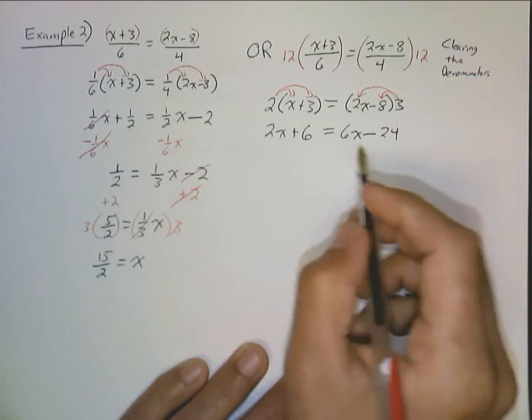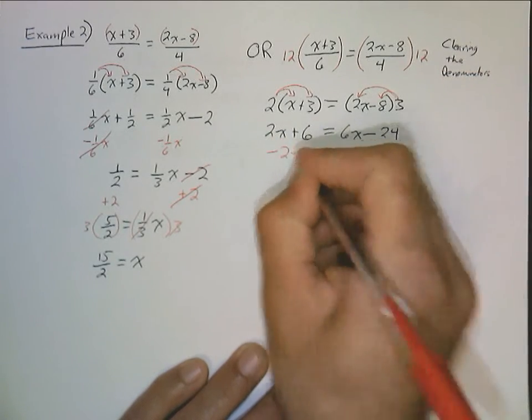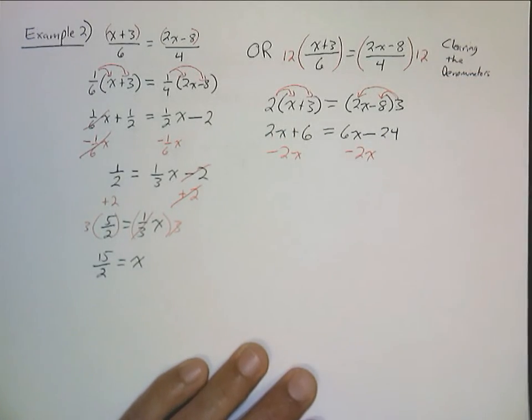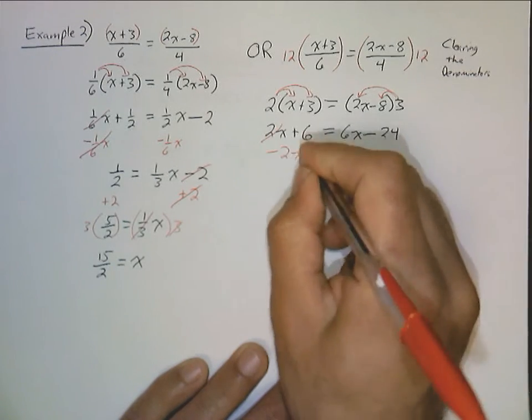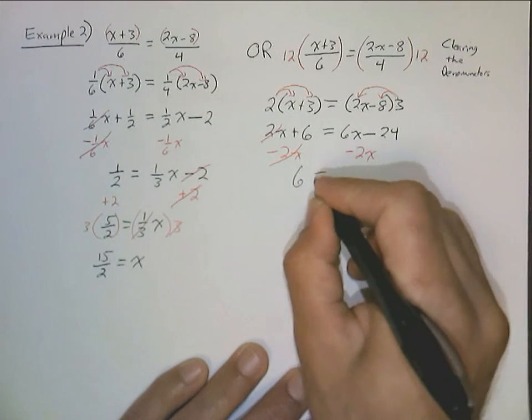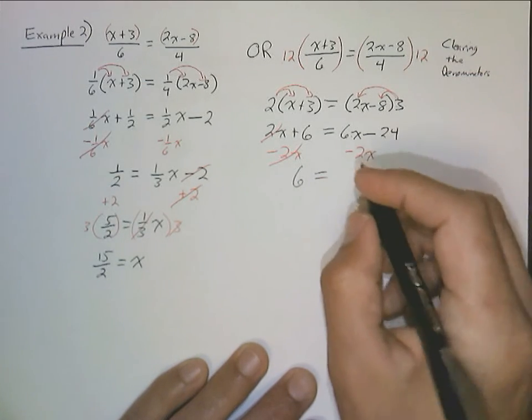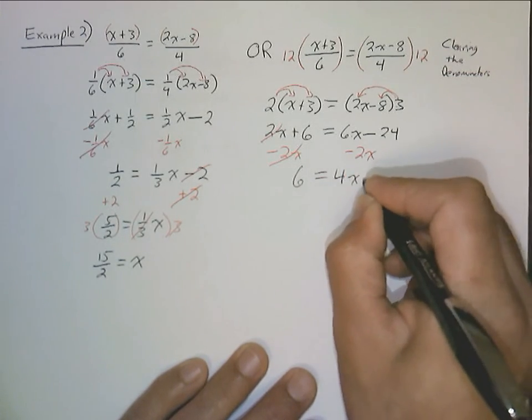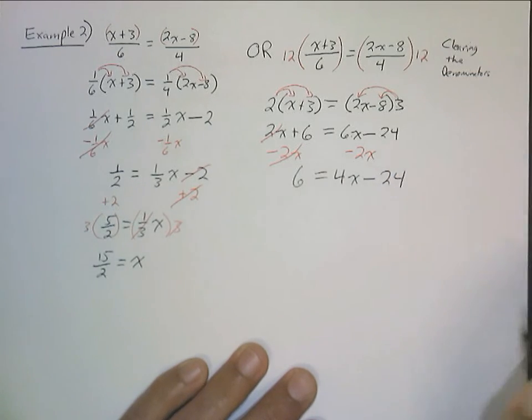And now we know how to deal with this. We just get rid of the x's on one side by subtracting them off. 2x minus 2x goes away. And now we're left with 6 on the left-hand side. 6x minus 2x is 4x. Still have our minus 24.